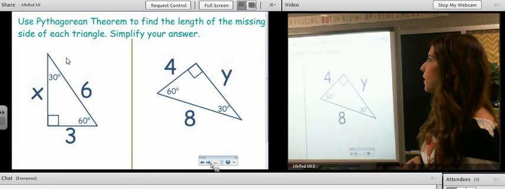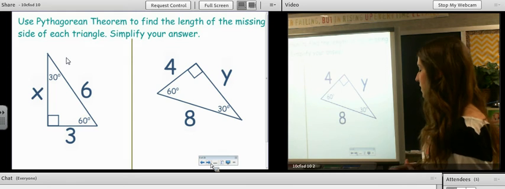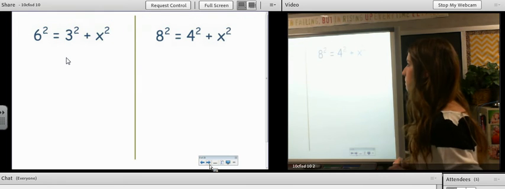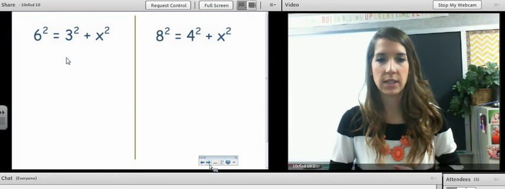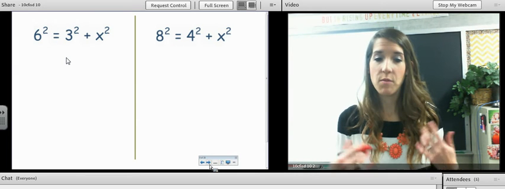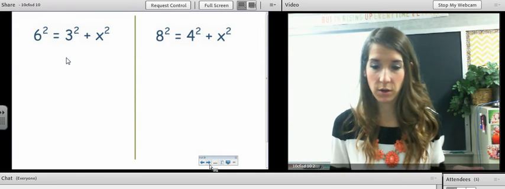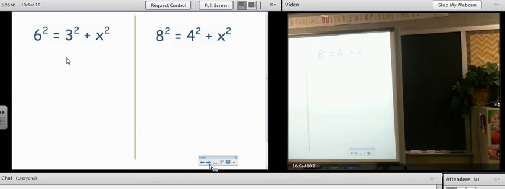So we're going to use Pythagorean theorem to find the length of the missing side, and we're going to simplify our answer. I have the work on a different slide. Let's do the work. This is the only time we'll ever do the long way. Then we'll know the shortcut, and then we'll do the shortcut from now on. Okay? So do this with me, please.